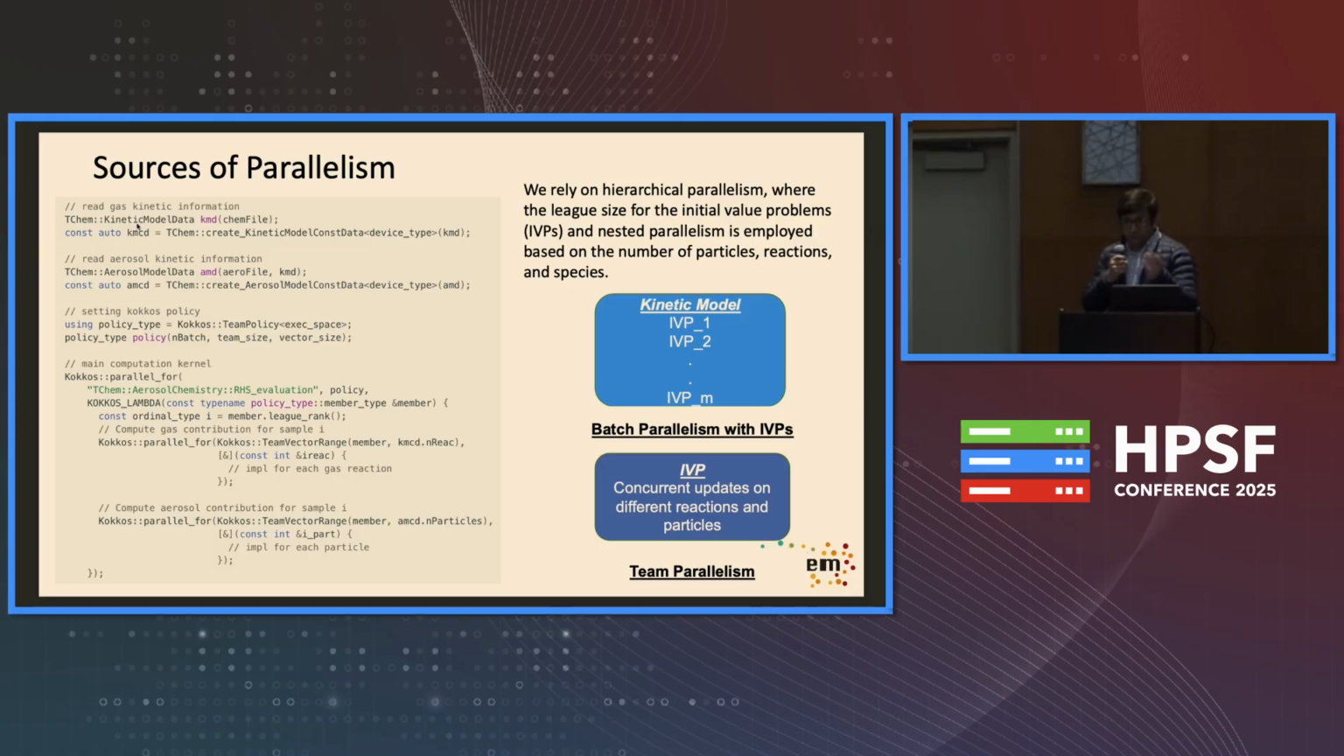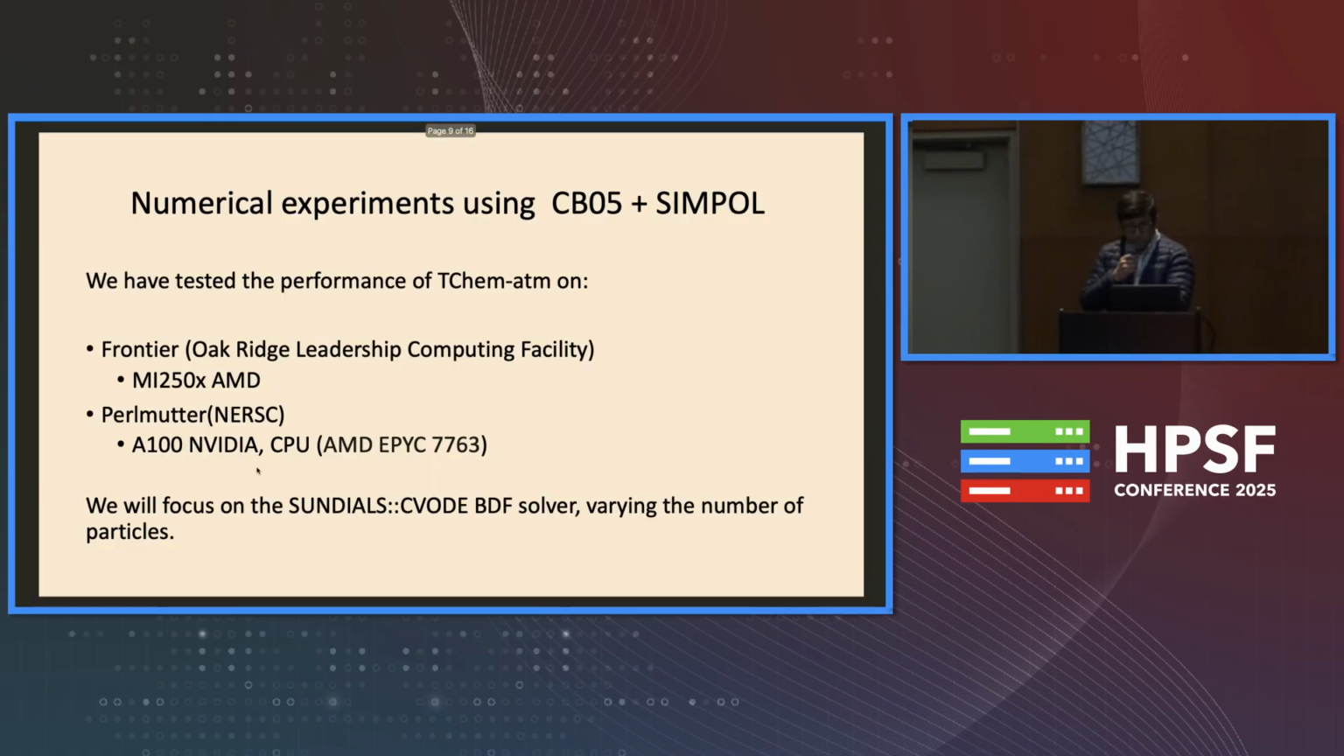It's very simple. We read the information from files, we create these data objects, we sync these data objects to the device for the gas and for the particle phase. We construct the team policy, and then we just launch these big kernels for the right-hand side evaluation in this example. So it is a kind of simple code, and we rely on Kokkos.